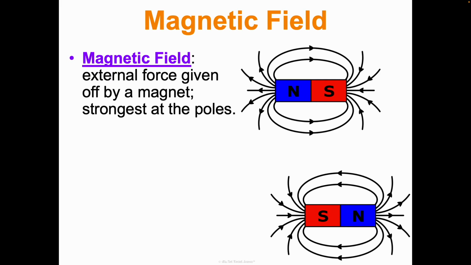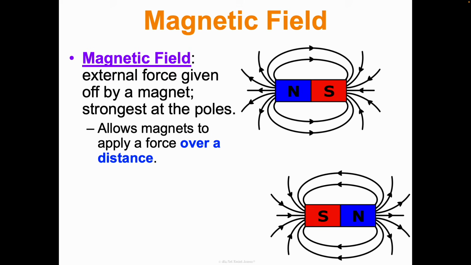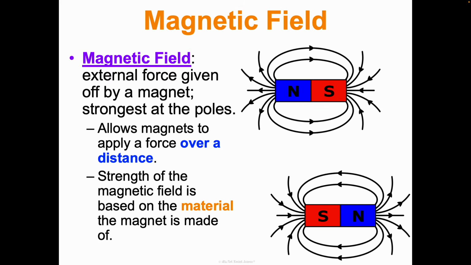So let's talk about this magnetic field. This is going to sound familiar to things we've talked about with electric fields and gravitational forces. Magnetic field is that external force that's given off by a magnet. It's strongest at the poles, and it allows magnets to apply that force over a distance. The strength of the magnetic field is based on the material the magnet is made of, because it has to do with their magnetic domains, which we'll see in a minute. And the stronger that magnetic field, the greater the magnetic force that a magnetic object will experience if it's placed inside that field. The stronger you'll feel that attraction or that repulsion.